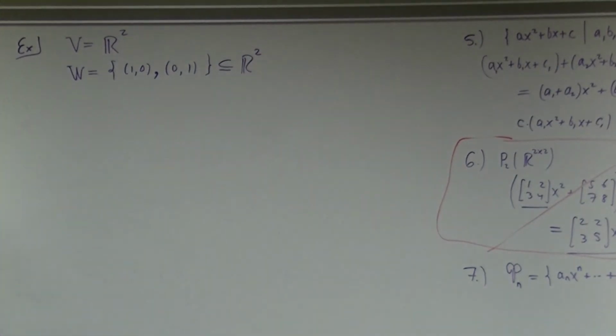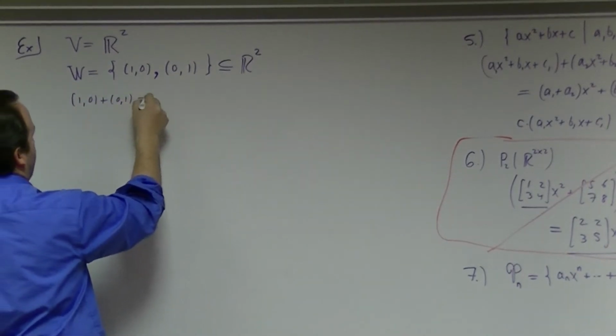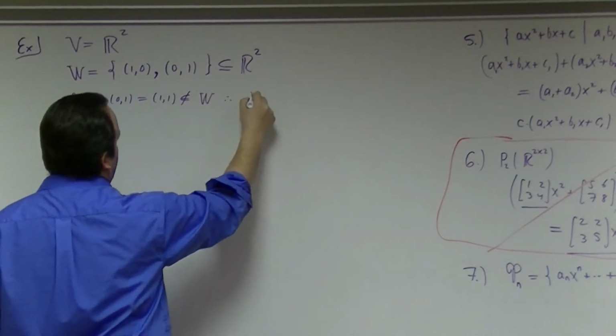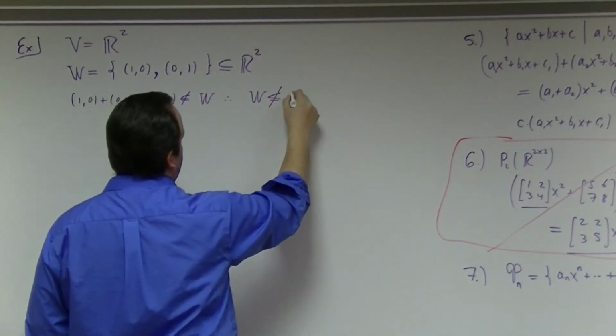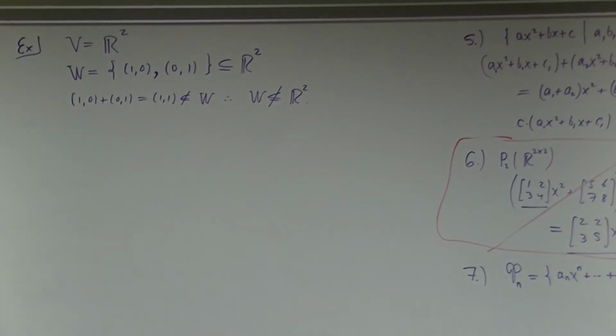So guys, why is that not a subspace? Yes? You can't add two of the elements together and get another element in there. If I take (1, 0) plus (0, 1), I get (1, 1), which is not an element of W. So therefore, W is not a subspace of R2. Because it's not closed. Subset is a much weaker condition. The result has to be inside the same set.